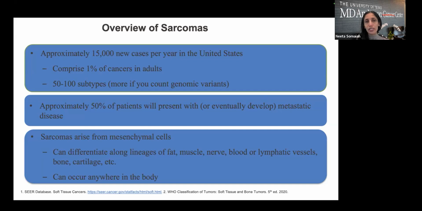We term them sarcomas because they arise from mesenchymal cells. These tumors can differentiate along the lineages of fat, muscle, nerve, blood or lymphatic vessels, bone, or cartilage. That's where terms like liposarcoma, leiomyosarcoma, rhabdomyosarcoma, and nerve sheath tumors come from. Some of the terminology is derived from their cell of origin, not for all sarcomas, but for some of them. And because you have connective tissue or mesenchymal cells all over your body, these tumors can occur anywhere in the body.